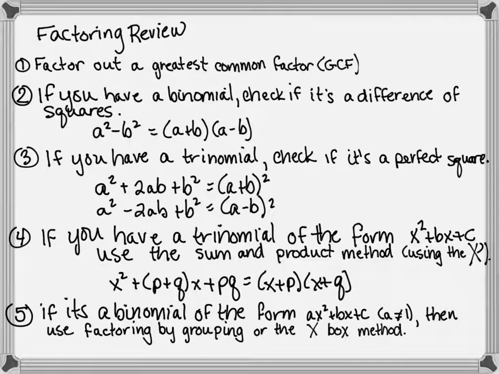Finally, if it's a trinomial of the form ax squared plus bx plus c, where a does not equal 1, then we'll use factoring by grouping, or the Xbox method, which is a way of organizing factoring by grouping. There are other ways of doing this, but I have found that these are the simplest ways if you're struggling with factoring. Also, you could use factoring by grouping if you have 4 terms.